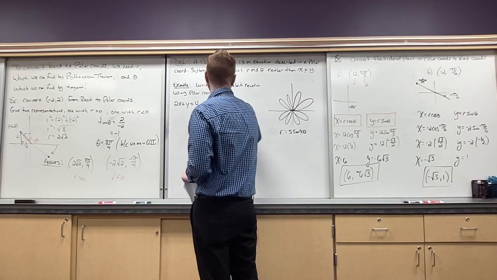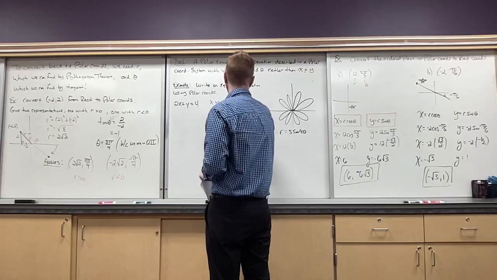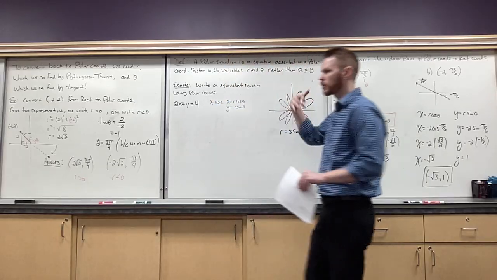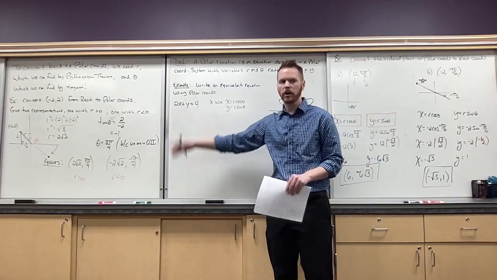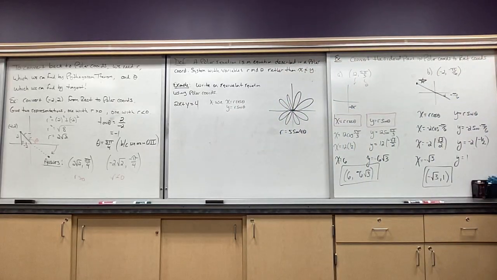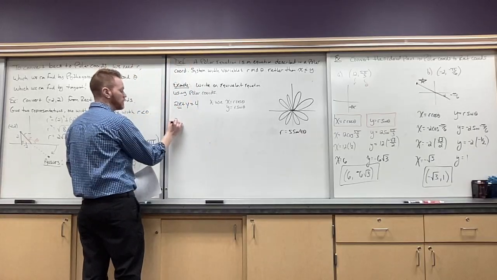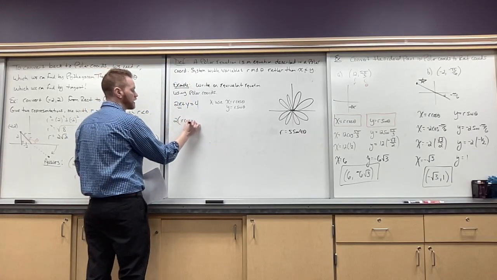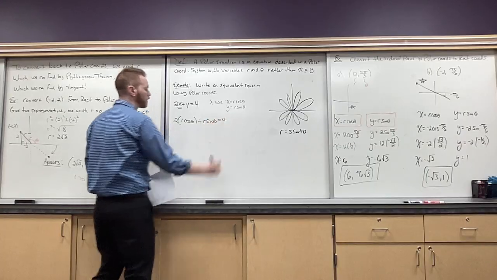So we're going to use the following: x equals r cosine of theta, y equals r sine of theta. I'm going to substitute those in there and then just simplify. And then what's left is a trig equation, a polar equation, that represents the exact same line. Okay? So let's do a little substitution. So this guy right here would be 2 times r cosine of theta plus r sine of theta equals 4.